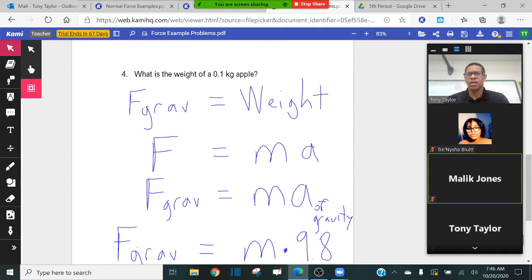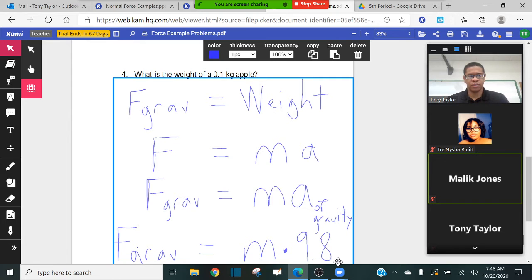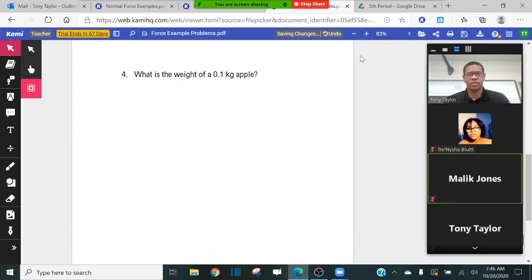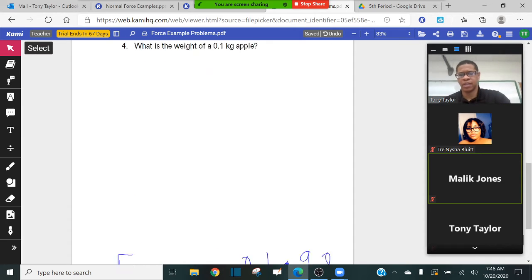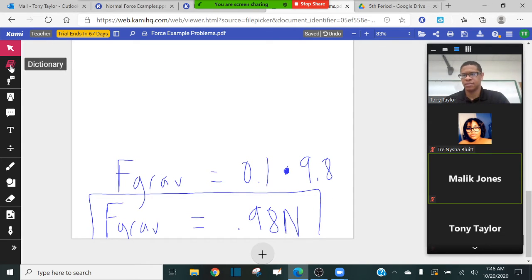Okay. All right, let me go ahead and clear this page so that it'll be ready for my next class.